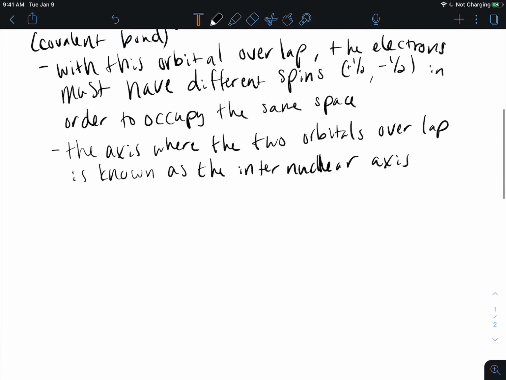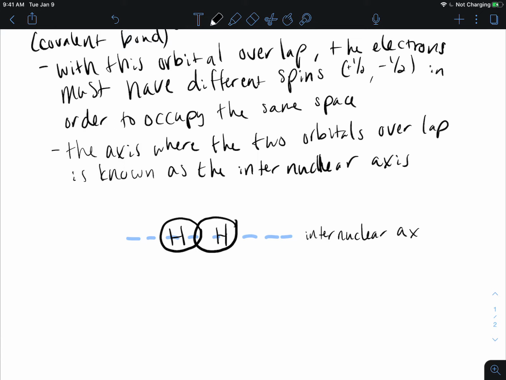So if we have, for instance, two hydrogen atoms, they each have their 1s orbital. They are going to overlap along what's called the internuclear axis. And we'll have those two electrons, one spin up, one spin down. So we'd say that the 1s orbital of one hydrogen is overlapping with the 1s orbital of another hydrogen to give rise to a bond.